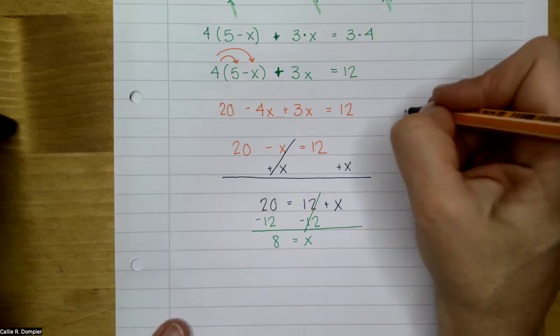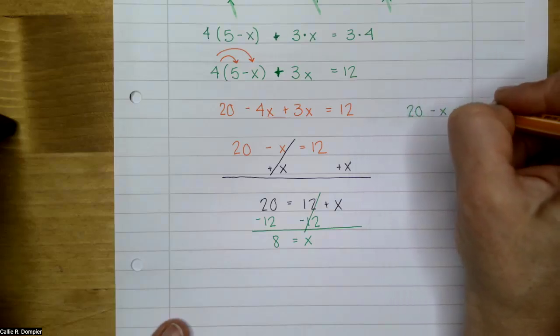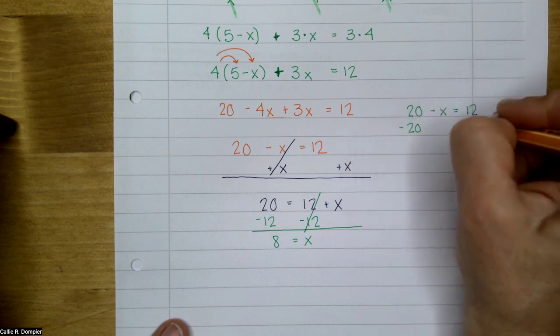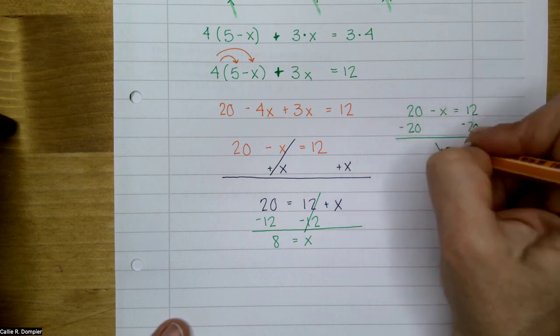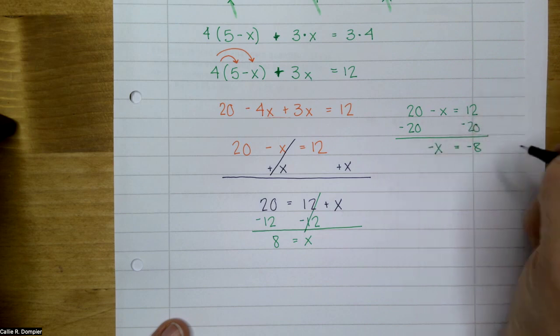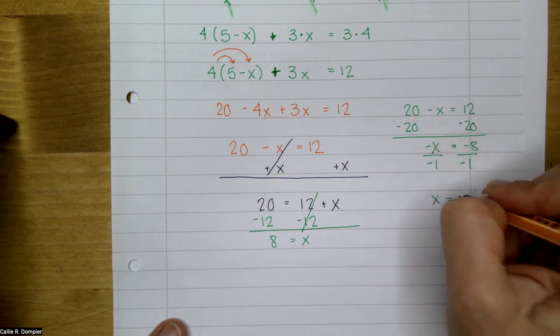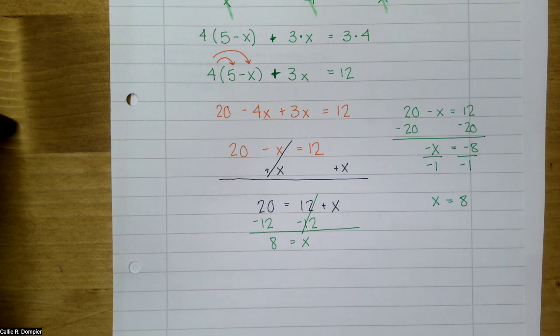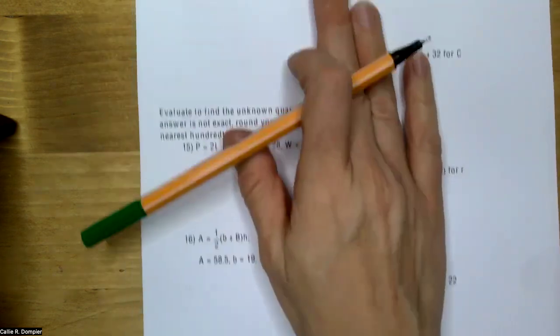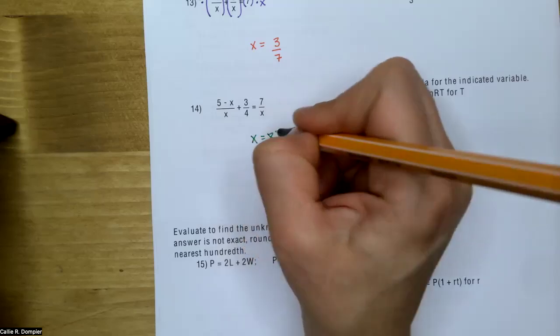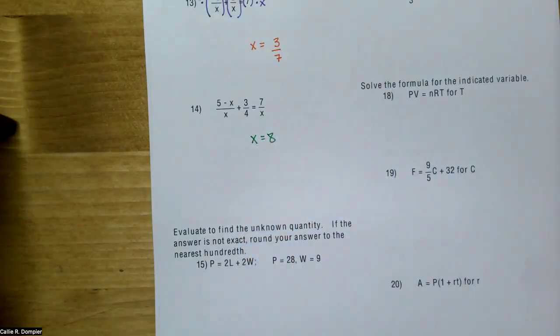You can also just say 20 minus x equals 12. I'm going to subtract the 20, subtract the 20, and I'm left with negative x equals negative 8. You're not done yet. You have to divide by a negative 1 to say x is equal to positive 8. So whichever one of those looks easiest to you. So x is 8 for number 14. X equals 8. Good?